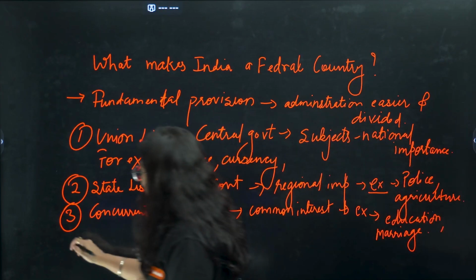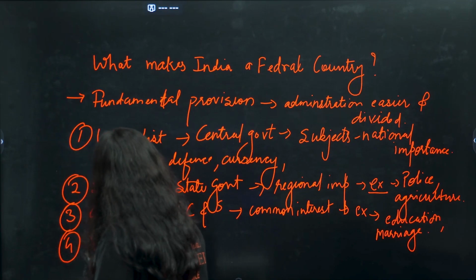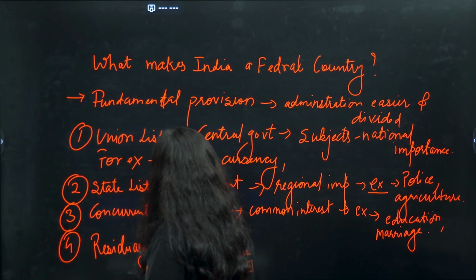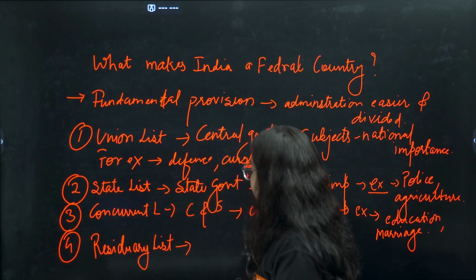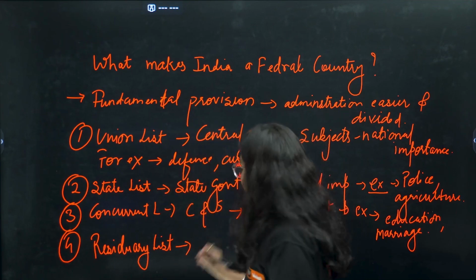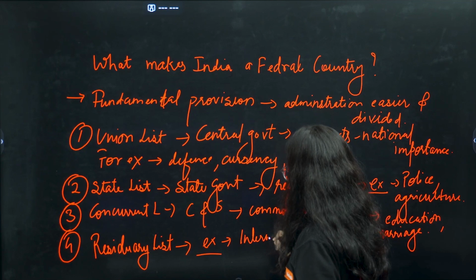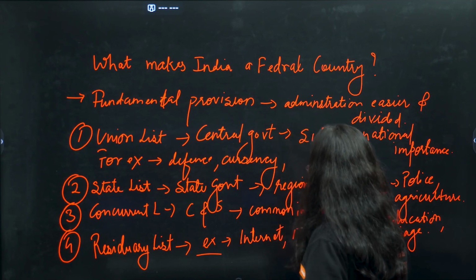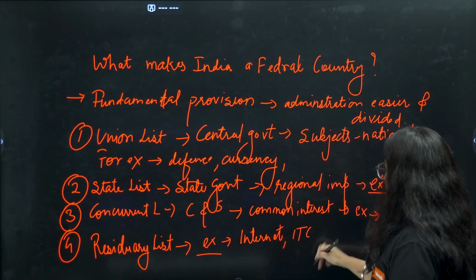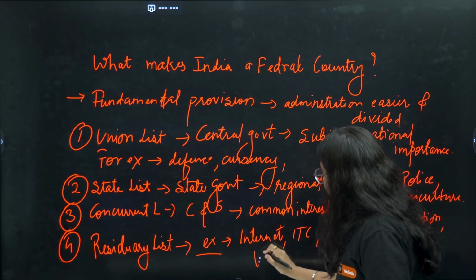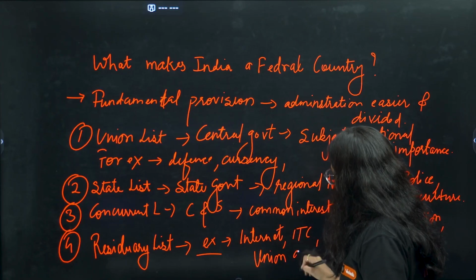And the most important is the residuary list. The subjects which were not added earlier. For example, internet, IT, communication, ITC. And these are the subjects on which laws will be made by the union government.